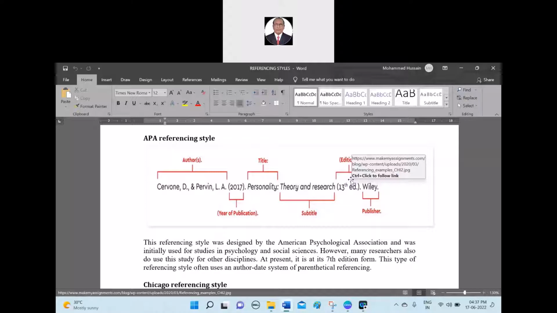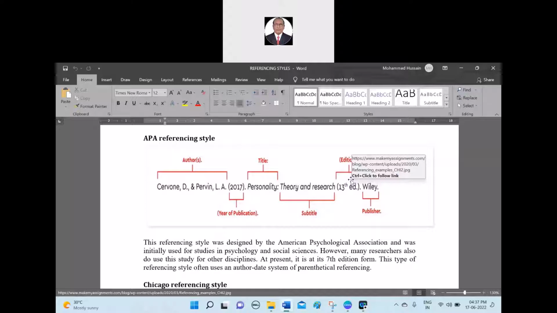Then always keep in mind, the title always ends with a full stop, and the year, if it is not in parentheses, will end with a full stop. And edition: you don't write the word edition in full, you write the E capital letter, small d and full stop.